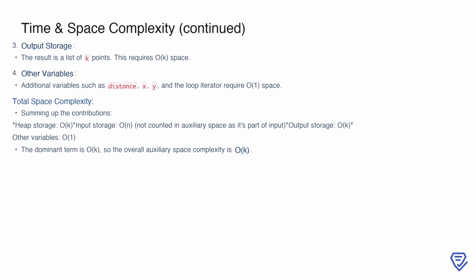When we sum up the space usage, we have O(k) for the heap, O(n) for the input, O(k) for the output, and O(1) for the variables. Among these, the dominant term for auxiliary space is O(k), so the overall auxiliary space complexity is O(k). This reflects the efficiency of the heap-based approach, as the space usage is proportional to the number of closest points we need to maintain, rather than the total number of points in the input.